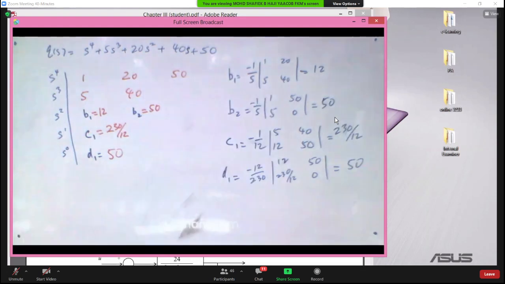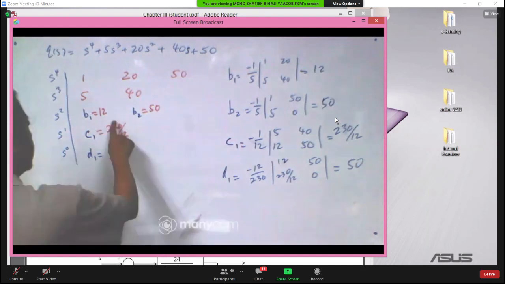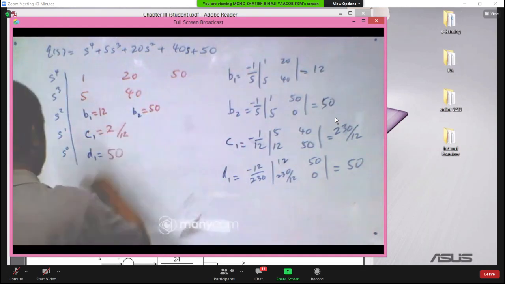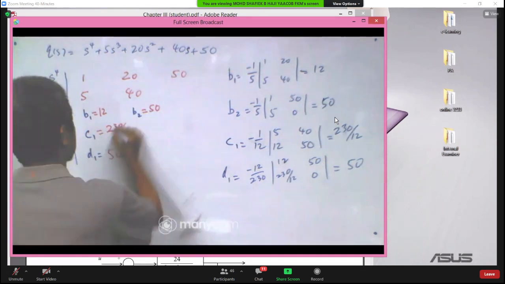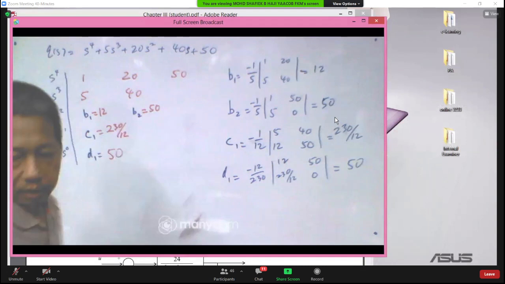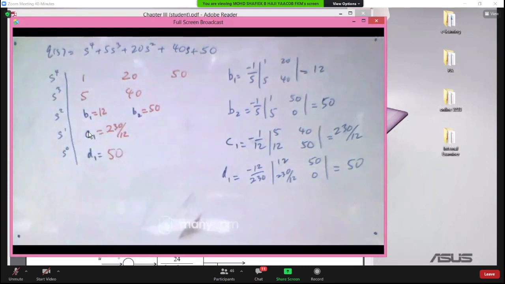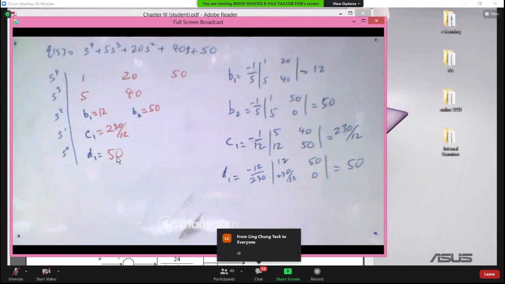And then to determine whether the system is stable or not, all you have to do is look at the elements in the first column. So in the first column, you have 1, 5, 12, 230 over 12, and 50. So all positive there. If they have the same sign, all positive, then you say that the system is stable.